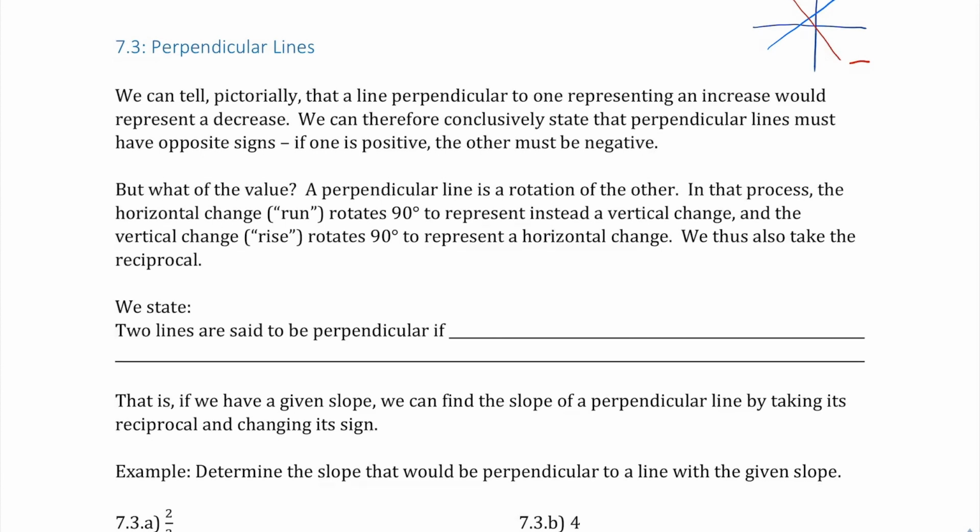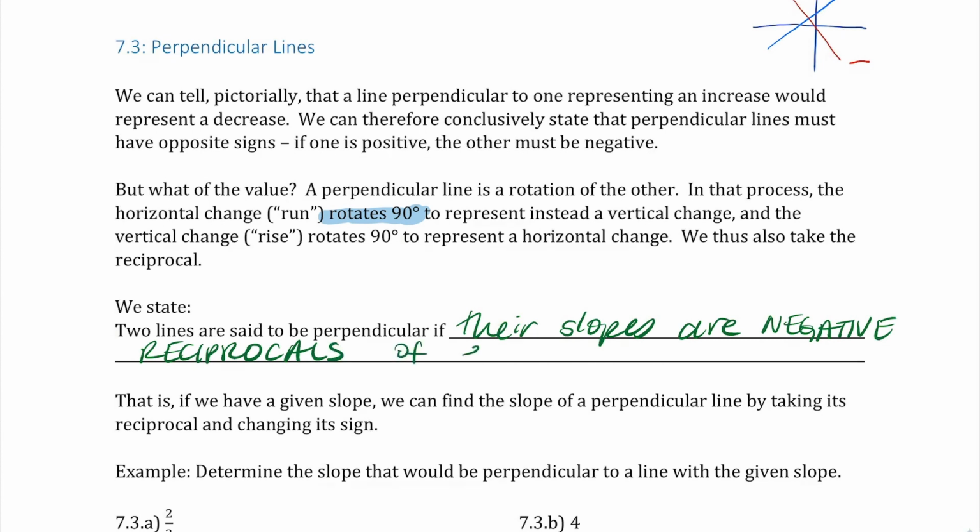So we can see that during the process of looking at the increasing line and the decreasing line, the line is essentially going to rotate 90 degrees to become the other line. And because of that, we can say that two lines will be perpendicular if their slopes are, and here are the key words, negative reciprocals of each other.